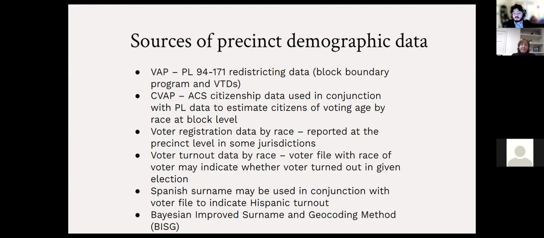We can even get voter turnout data by race in some states. So when you go in and you register to vote, there's a big voter file out there, and it's got your name and your race, and it has whether you turned out to vote in any given election. And that voter file can be used to actually compile an indication of the turnout by race for any given contest that you're interested in analyzing.